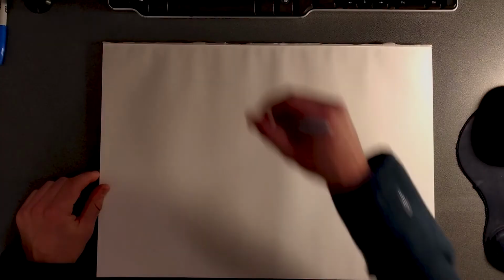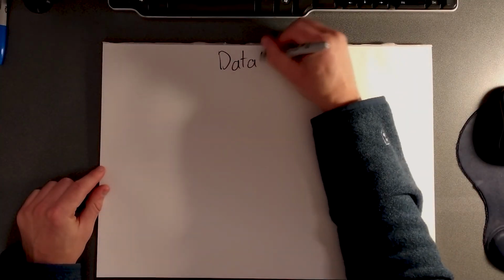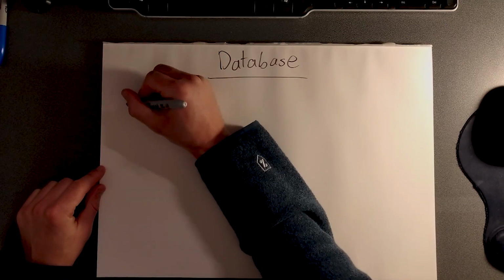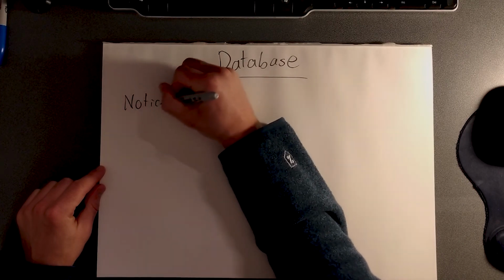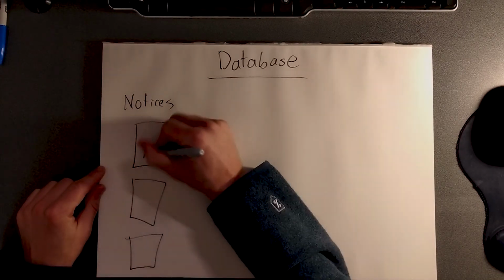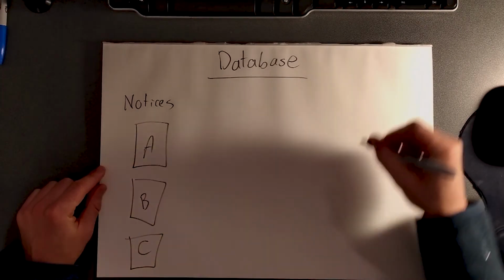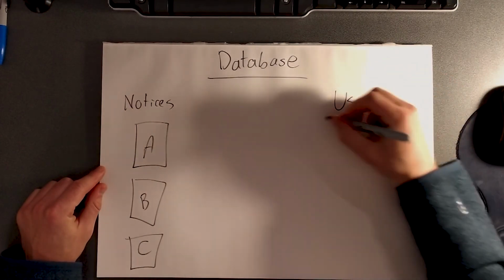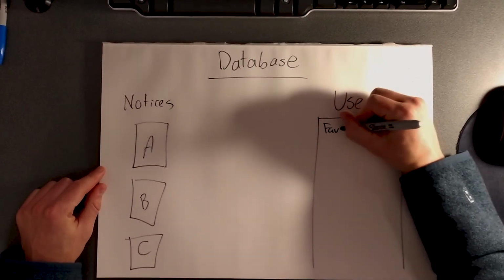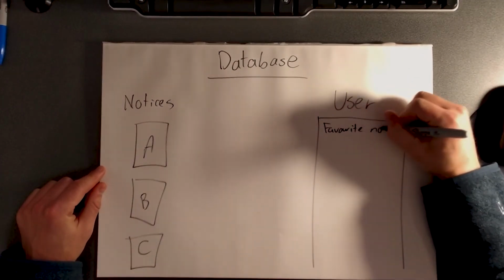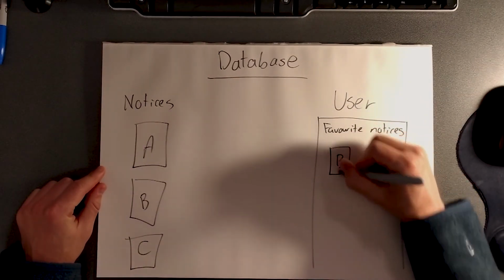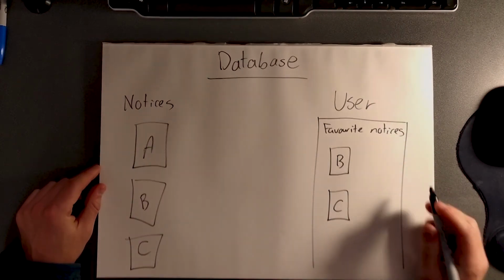And a really quick note on this. This is all happening within the database. We've got basically a list of notices, notice A, B, and C. And then over here we've got a single user, and inside of that user is their favorite notices. And one of those favorite notices, let's say, is B, and another of their favorite notices is C.